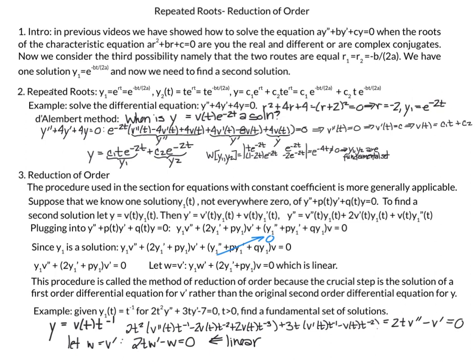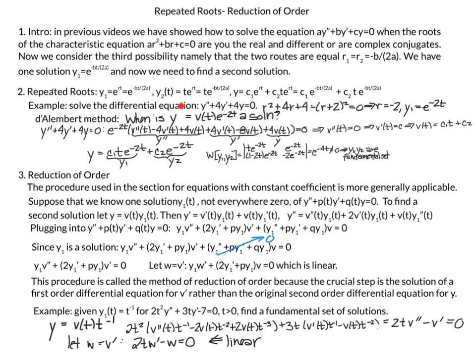In other words, they are going to be equal to negative b over 2a. Then we'll have one single solution, y1 equals e to the negative bt divided by 2a. So how do we find a second solution? That way we can have a fundamental set of solutions. So first we will look at repeated roots. Our first solution is going to be e to the minus bt over 2a. Our second solution is simply going to be t times e to the minus bt over 2a, but we will develop this during this video, and here we have the general solution.